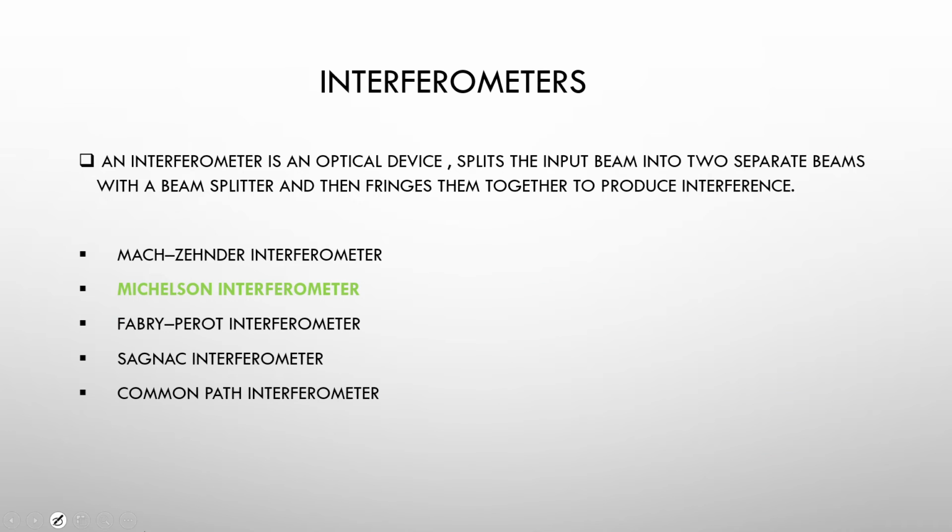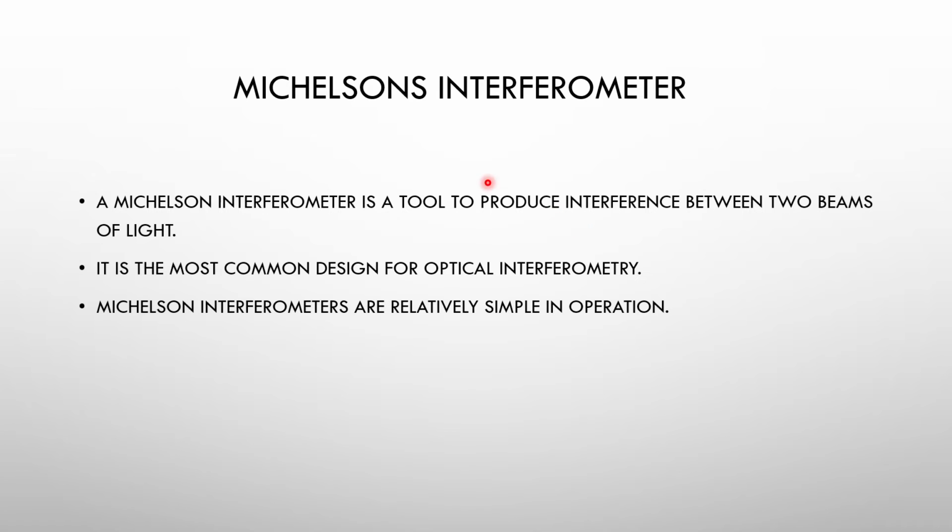Coming to interferometers, we have five types: Mach-Zehnder, Michelson, Fabry-Perot, Sagnac, and common path interferometer. Basically, an interferometer is an optical device that splits the input beam into two separate beams with a beam splitter and then brings them together to produce interference. Here we'll discuss the Michelson interferometer. It is a tool to produce interference between two beams of light. It is very easy to operate compared to other interferometers, and it's the most common design for an optical interferometer.